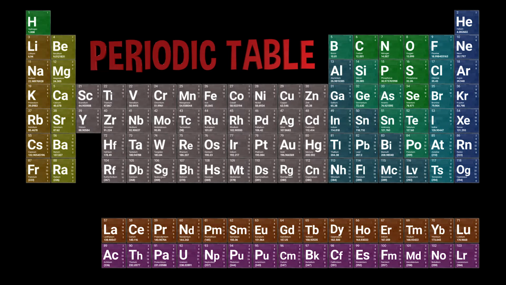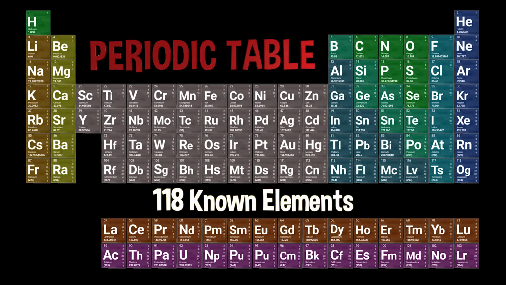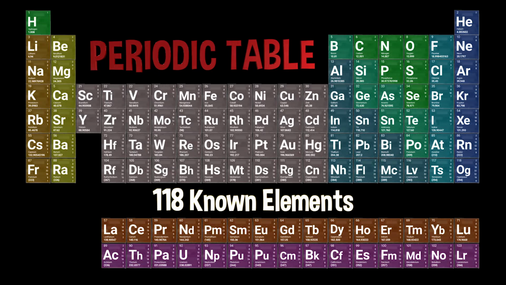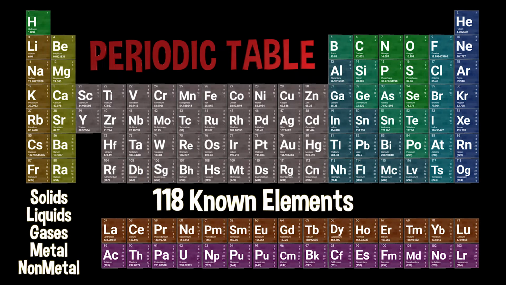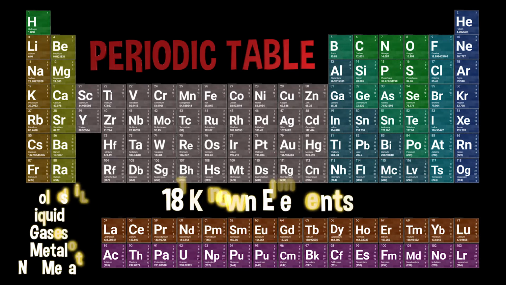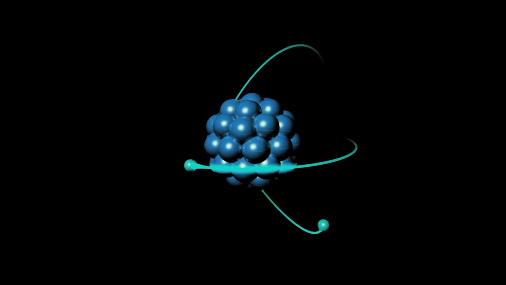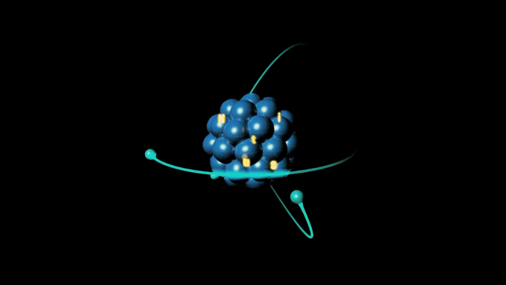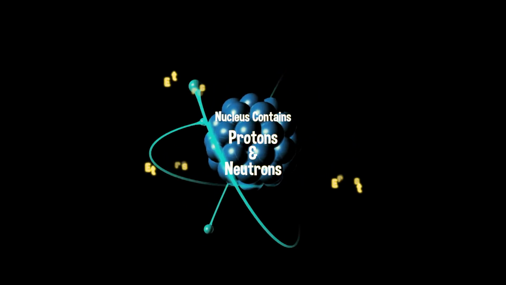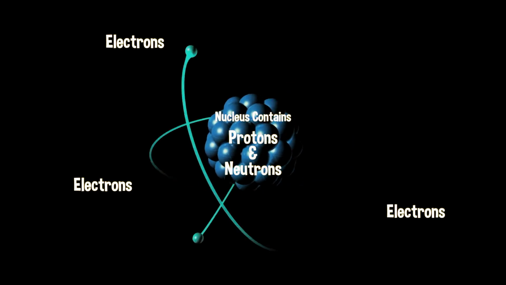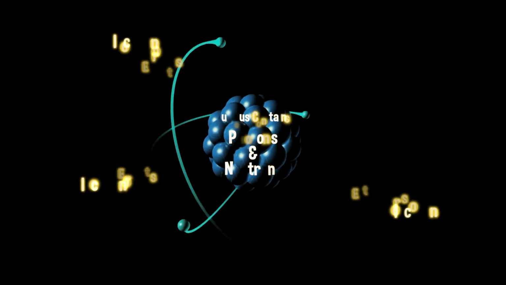So far, scientists have discovered or made 118 elements and arranged them on the periodic table, which includes solids, liquids, and gases, and both metal and non-metal elements. Each element is made up of a unique type of atom. Atoms are extremely small, but they are made of even tinier particles called protons, electrons, and neutrons.